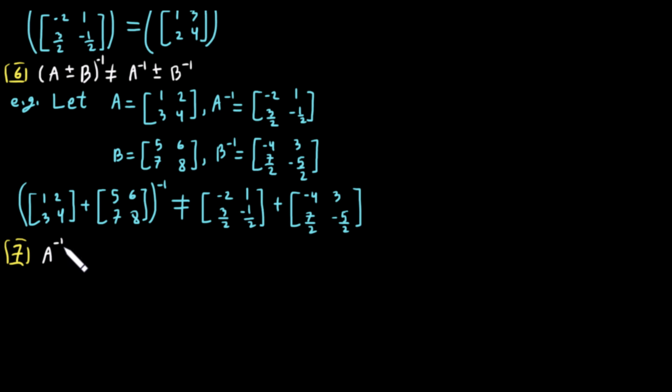Last property: A power negative n equals A to the n power negative 1 here, equals A negative 1 to the power n. So the negative nth power of the matrix A equals the nth power of A, the inverse, equals A inverse to the nth power. Let's give you an example, the same as here. I will speed it up to write A and A inverse.